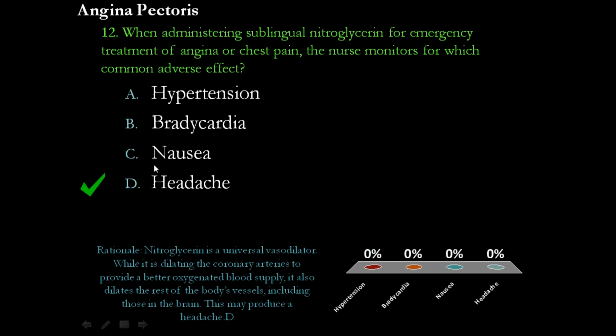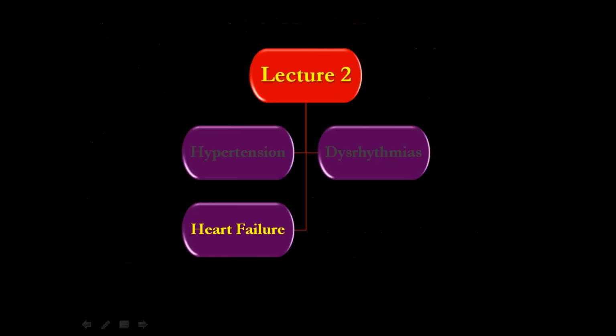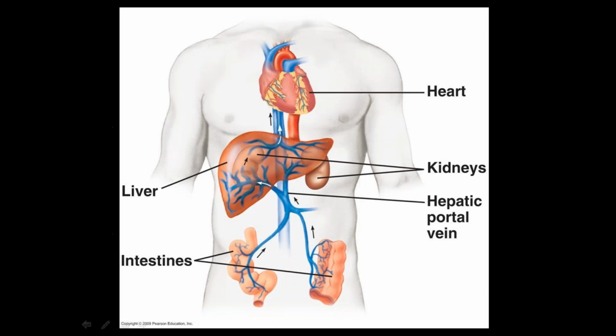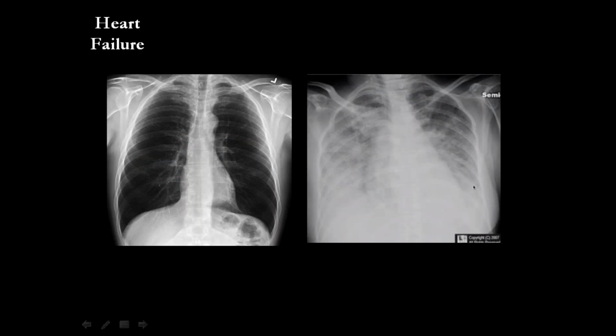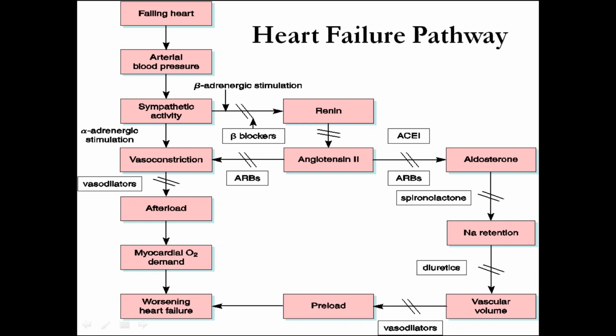All right, so that is about angina pectoris. All right, so it's heart failure. You need just to remember what is the preload and what is the afterload. Preload is the volume, afterload is the resistance or the pressure, the effort that the heart needs to do in order to produce the ejection.